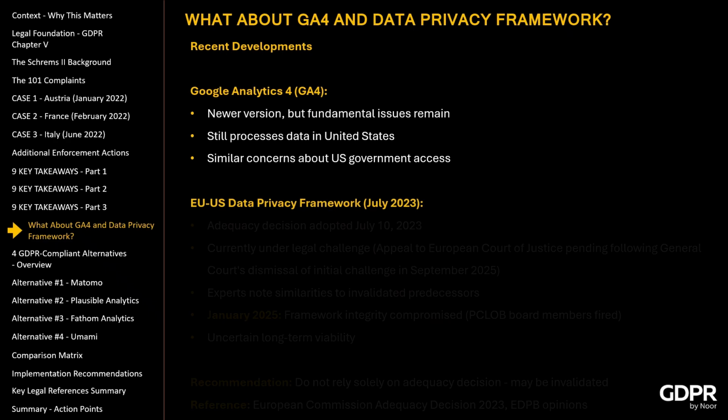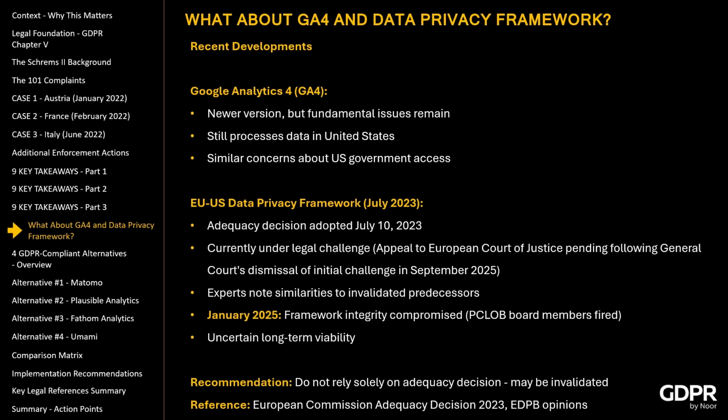The EU-US Data Privacy Framework restored an adequacy decision, but it did not reform US surveillance law. It is already under legal challenge. Many experts expect it to be struck down just like Safe Harbor and Privacy Shield. Bottom line: neither Google Analytics 4 nor the Data Privacy Framework provides a reliable long-term compliant path. For stability and certainty, organizations should use analytics tools that avoid US data transfer entirely.